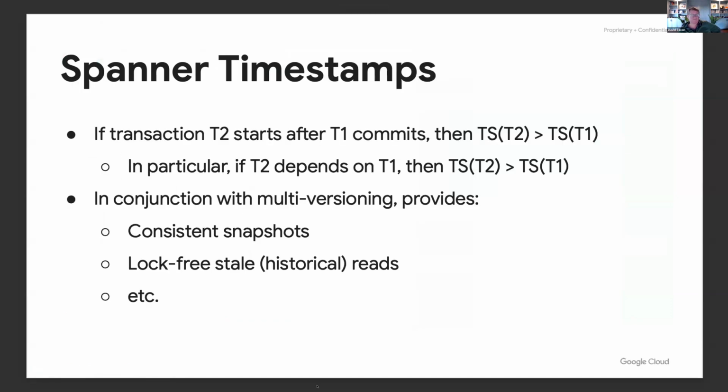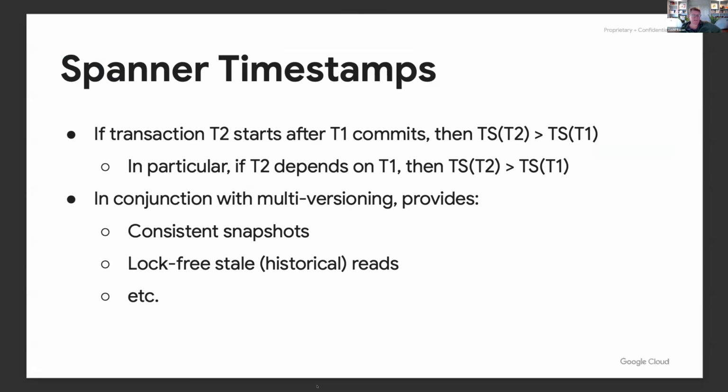So fundamentally, Spanner assigns timestamps to every operation, and it maintains the property that if a transaction T2 starts after T1 commits, then we guarantee that the timestamp of T2 is greater than the timestamp of T1. And in particular, if T2 has some kind of data dependency on T1, we ensure that that invariant is true.